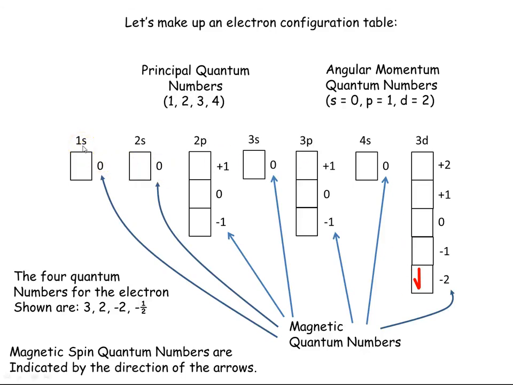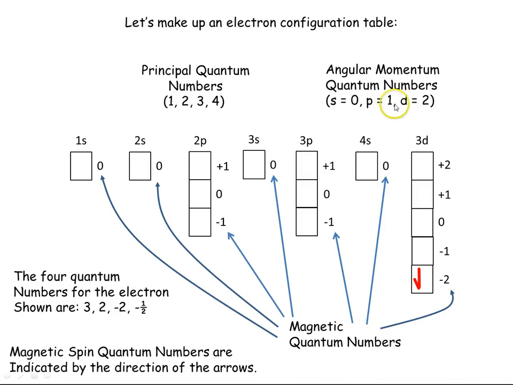Notice, regardless of the principal quantum number, if the angular momentum quantum number is S or 0, there is one orbital. S, one orbital. If your angular momentum quantum number is P, always 3 orbitals. P, 1, 2, 3 orbitals. If we had 4p out here, it would have 3 orbitals.